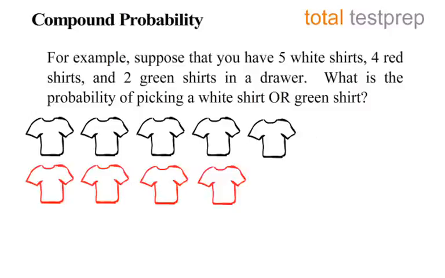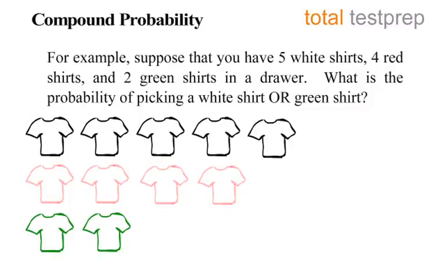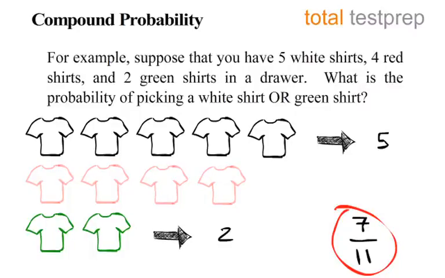So we have 5 white, 4 red, 2 green. We don't want the red shirt. Since there are now 5 white shirts and 2 green shirts, the probability is 7 out of 11, because it's 5 out of 11 for picking the white shirt and 2 out of 11 for picking the green shirt. So there are now 7 shirts that we want, out of 11. Or we could have subtracted 4 out of 11 from 1.